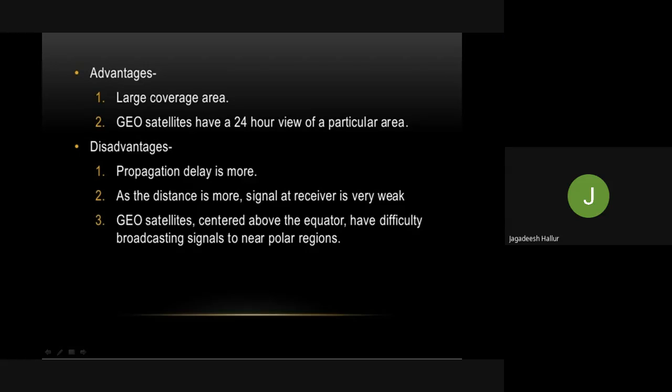And in geostationary Earth orbit, you have seen only 3 satellites are required, not more than 3 satellites. One satellite is going to cover 1/3 of the Earth, the second satellite is going to cover 1/3 of the Earth, and the third satellite is also covering 1/3 of the Earth. So all these satellites are going to cover the whole Earth. That is geostationary satellites. We have seen the advantages and disadvantages of geostationary Earth orbit.